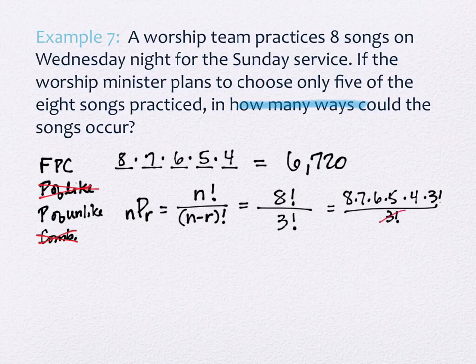What do you notice when I cancel the 3 factorials out? Yeah. I get the exact same thing, 8 down to 4 multiplied, just like I did with the other process. I'm thinking about it from a different perspective, but it works as well. So in either perspective, I end up with 6,720 ways. There's 6,720 ways I can do the songs.